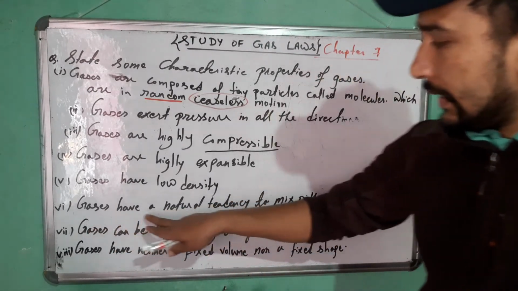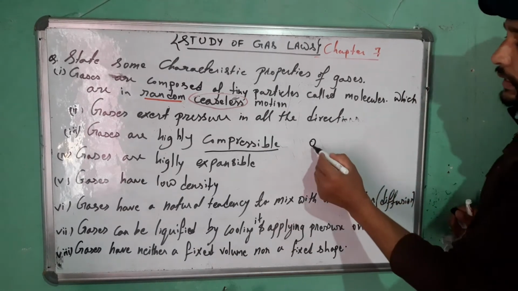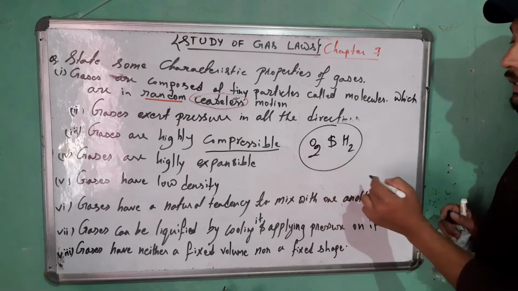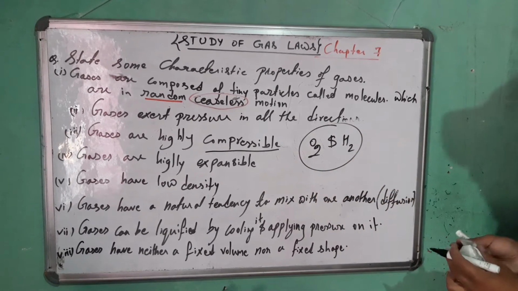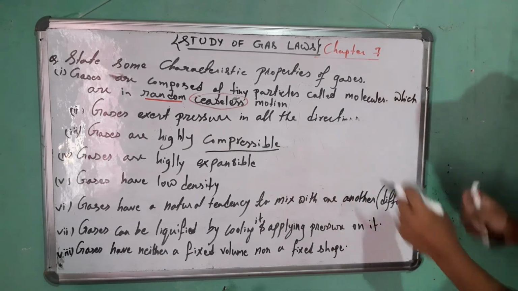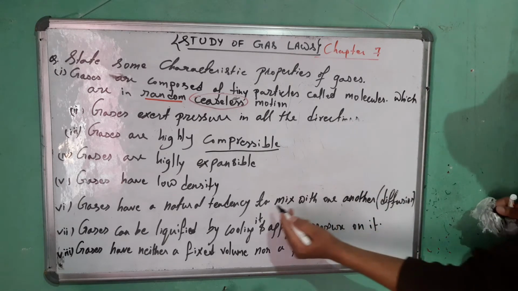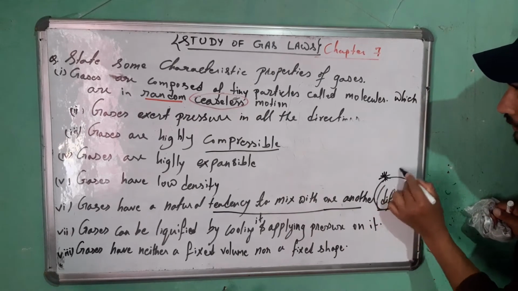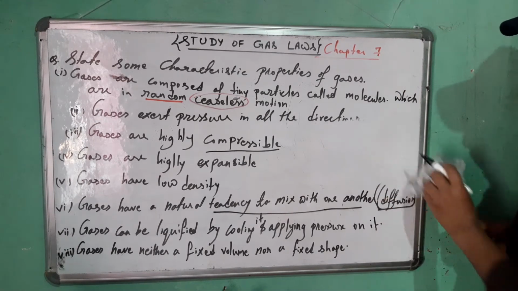Next, gases have a natural tendency to mix with one another. Suppose you keep oxygen gas and hydrogen gas together in a container, then they get diffused. The molecules will mix with each other. That is the tendency to mix with one another. That tendency to mix with one another is called diffusion. Remember this word, diffusion. You might have done osmosis and diffusion in biology also.